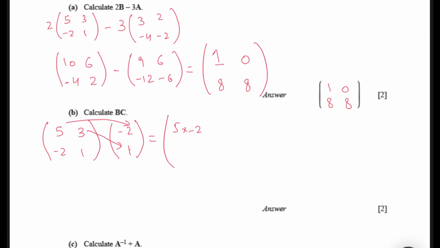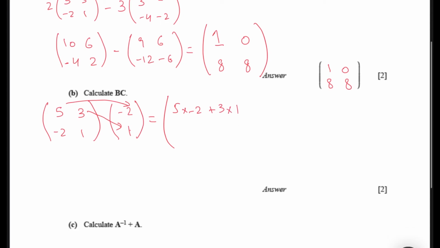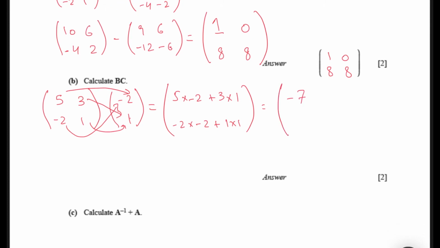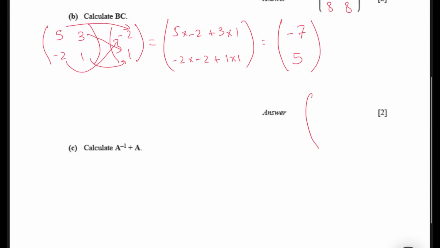5 times negative 2 plus 3 times 1, and then we multiply negative 2 with negative 2 and 1 by 1. So you do negative 2 times negative 2 plus 1 times 1. Okay, so 5 times negative 2 is negative 10. Negative 10 plus 3 gives us negative 7. Negative 2 times negative 2 is positive 4. 4 plus 1 gives us 5. So our answer is negative 7 and 5.